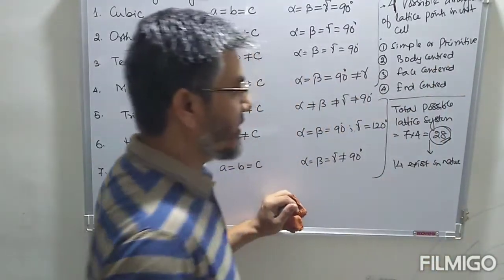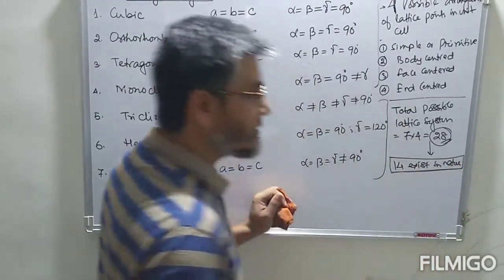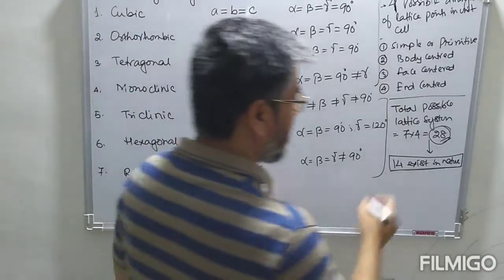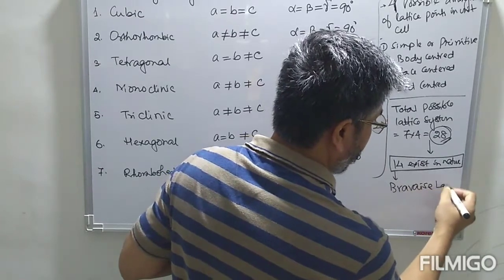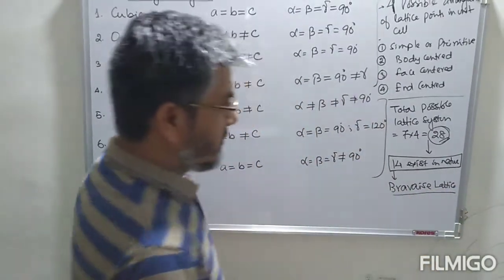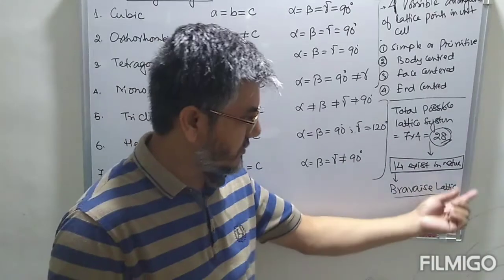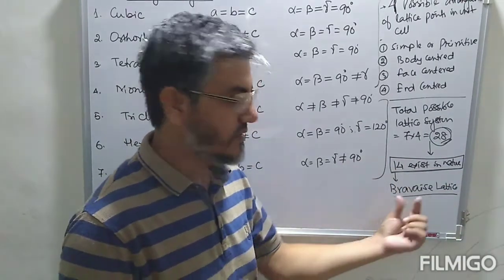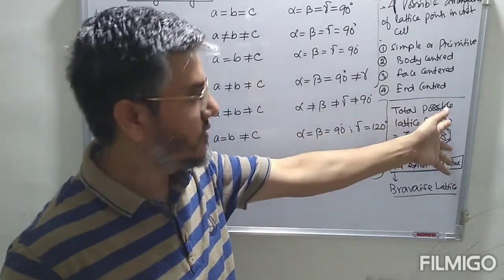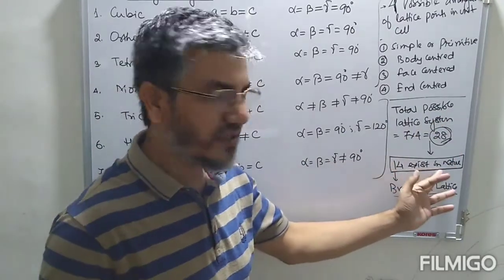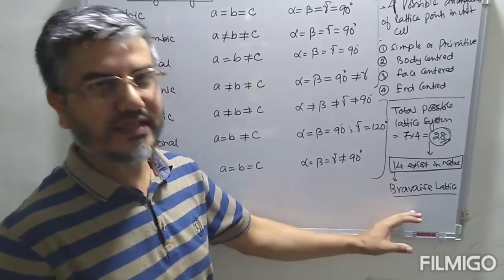So there are possibilities of 28, but only 14 exist in nature. These 14 naturally existing lattice systems are known as the 14 Bravais lattices, named in honor of the scientist who discovered them, Bravais. So the theoretically possible lattice systems are 28. Out of these 28, only 50%, that is 14, exist in nature, which are known as Bravais lattices. So there are a total of 14 Bravais lattices.